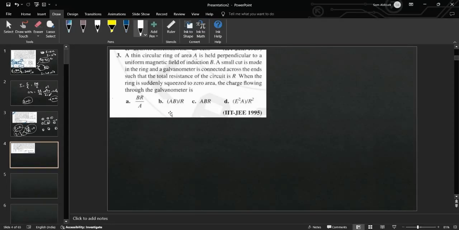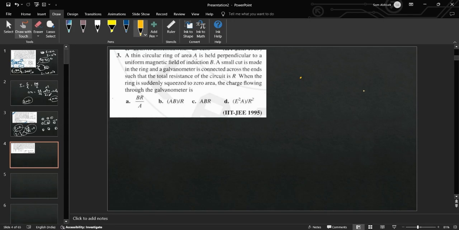A thin circular ring of area A is held perpendicular to a uniform magnetic field of induction B. A small cut is made in the ring and a galvanometer is connected across the ends such that the resistance of the circuit is R. When the ring is suddenly squeezed to zero area, the charge flowing through the galvanometer is. Again, it's not a tough question. It's the same type of question, from JEE Advanced 1995.